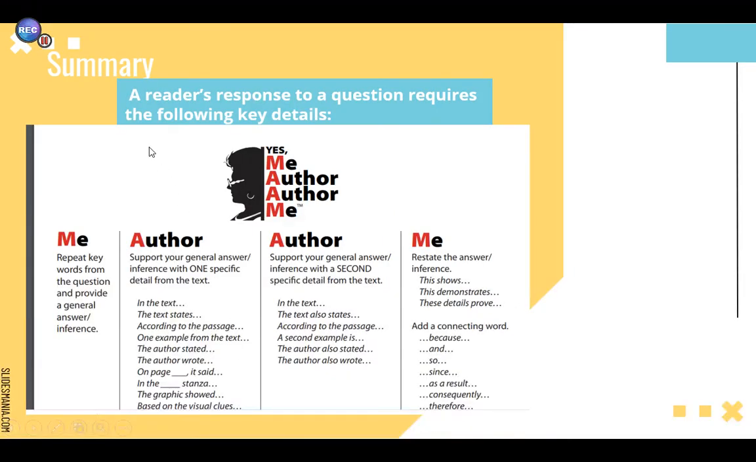So, in summary, a reader's response to a question requires the following key details. Me: repeat key words from the question and provide a general answer or inference. Author: support your general answer inference with one specific detail from the text. Use these great examples of text, transition words, and conjunctive adverbs. Author again, me, author: support your general answer inference with a second specific detail from the text. Don't forget your conjunctive adverbs. And then finally, restate your inference again. This shows, this demonstrates. Use those connecting words as well. If you use the yes ma'am strategy, you can't go wrong.